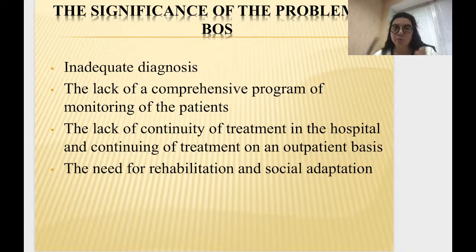What are the more significant problems of bronchoobstruction? First of all, it is very often inadequate diagnosis. There are difficulties in diagnosing bronchoobstruction in general and in the differential diagnosis of causes. Is it more an asthmatic component? Is it more an inflammatory, bronchitis-like component? Or can it be COPD, chronic obstructive pulmonary disease?